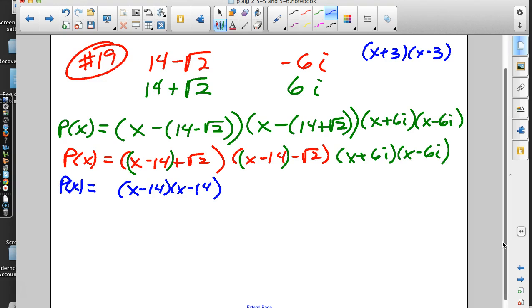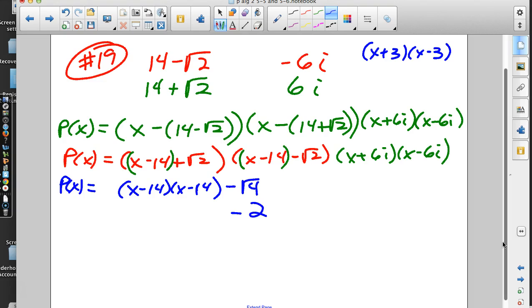We don't need to do outside times outside and inside times inside because they're going to cancel out. And we'll do last times last. Positive square root of 2 times negative square root of 2 will be negative square root of 4. What's the square root of 4? 2. Just 2. And I'm pretty sure we know how to FOIL something like that pretty easily.